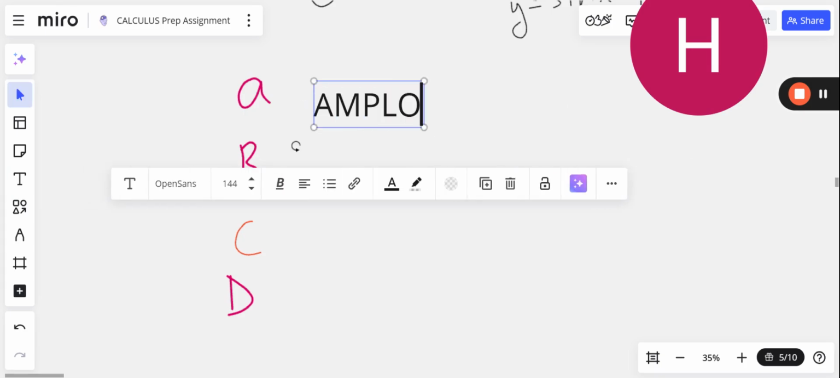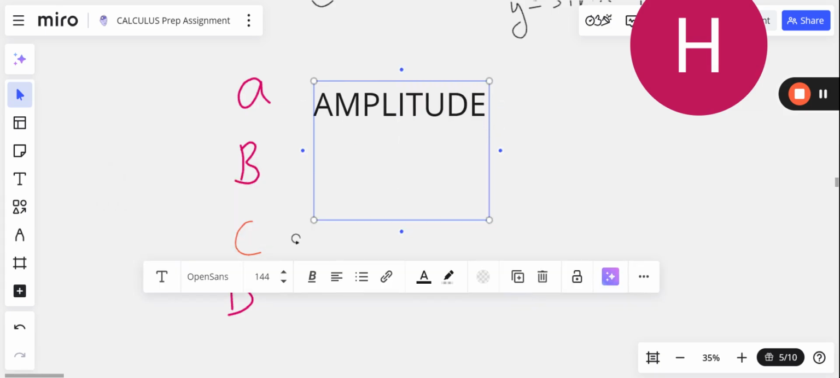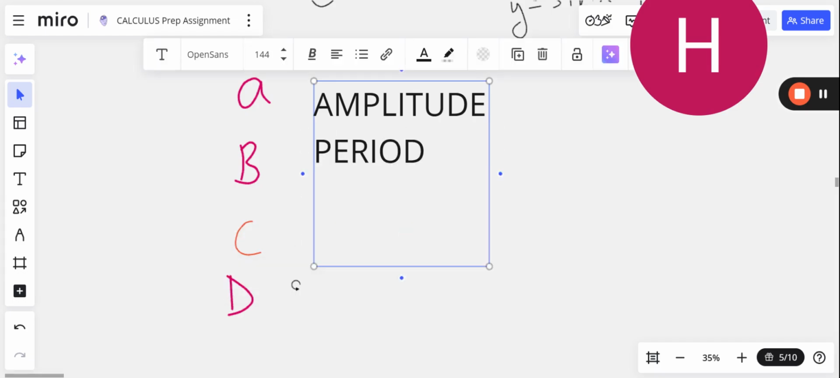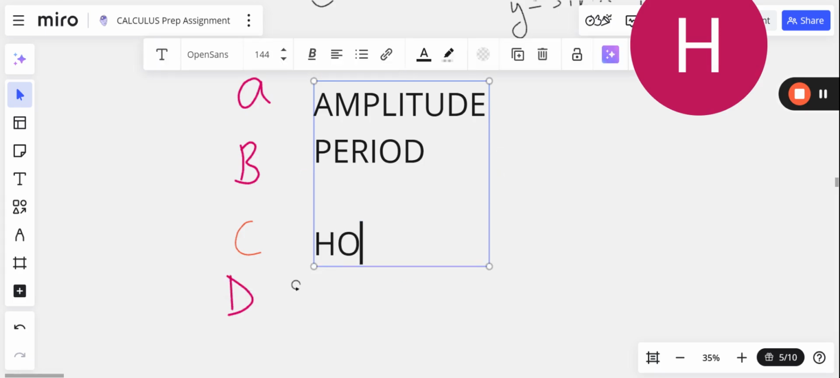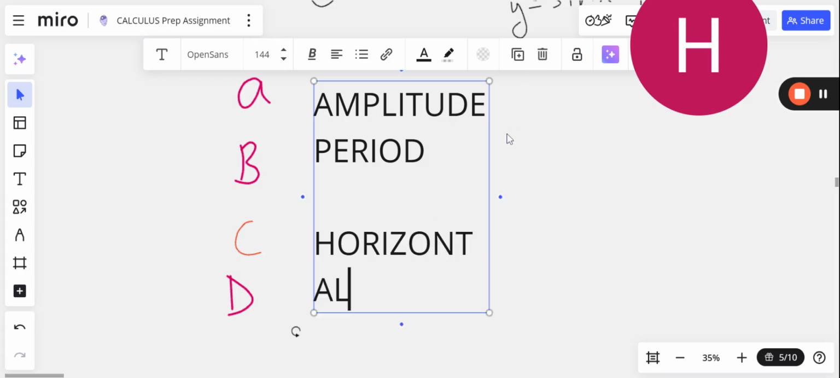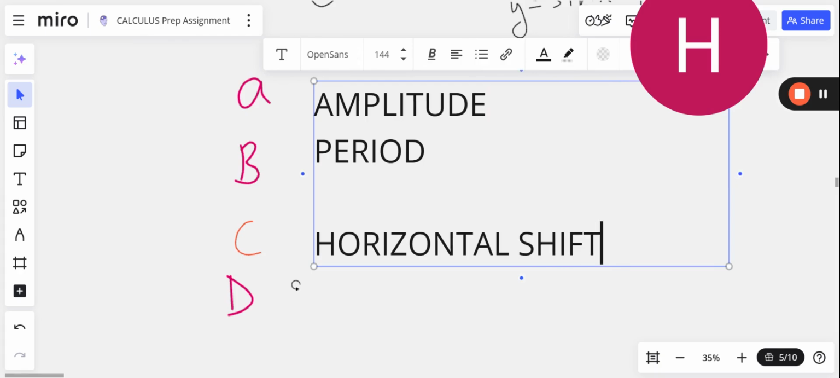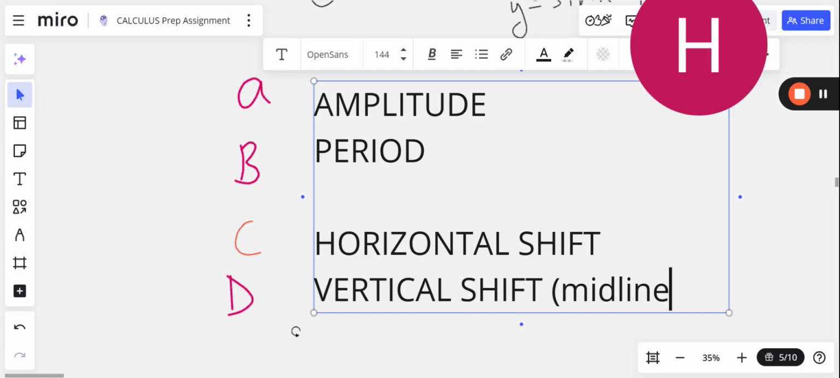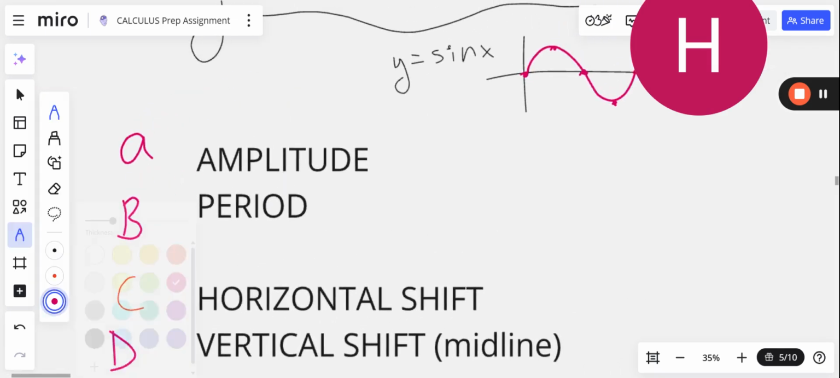So we have the amplitude is determined by the a value. The period is determined by the b value. The horizontal shift is described by the c value, and the vertical shift is described by the d value. I also call this the midline. It'll make sense what that means in a moment. First, let's get a little bit more precise.